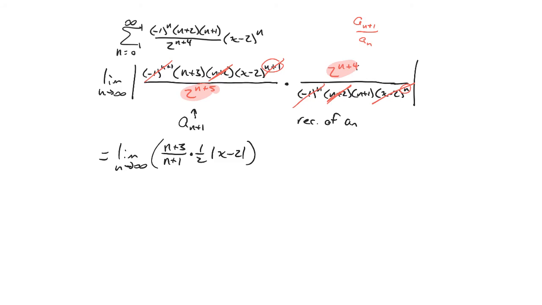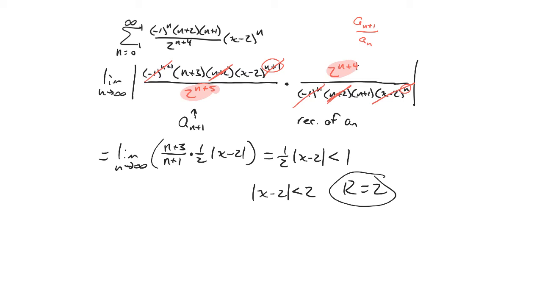As n goes to infinity, the n plus 3 over n plus 1 will approach 1. And so we end up with 1/2 of the absolute value of x minus 2. We want to set this less than 1. The ratio test, you test whether or not things are less than or greater than 1. When we multiply by 2, we get absolute value of x minus 2 is less than 2. So that means my radius is 2.